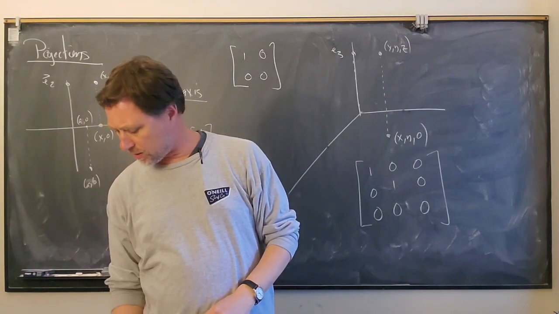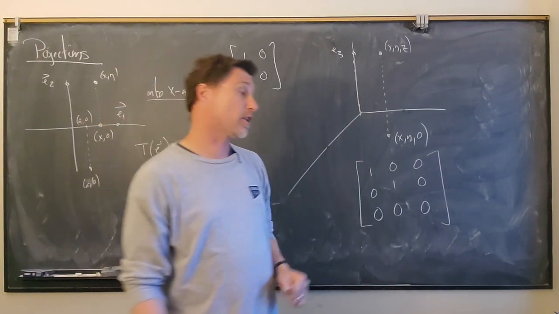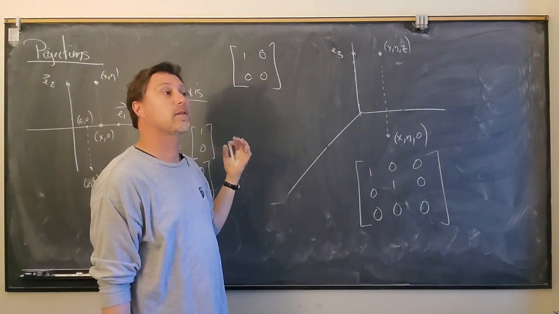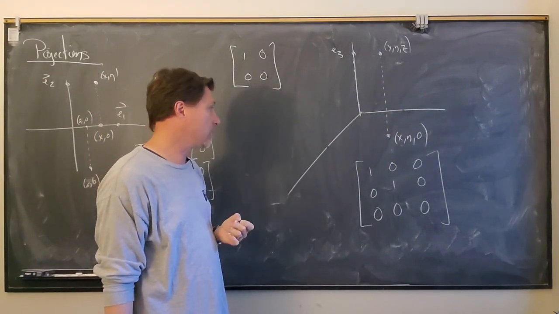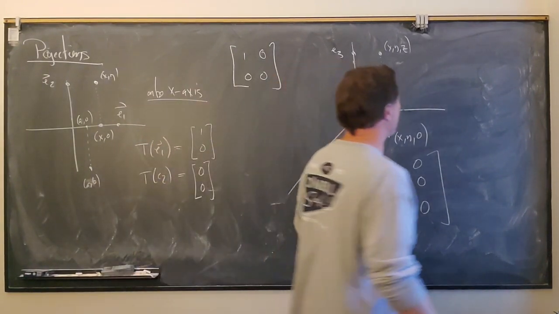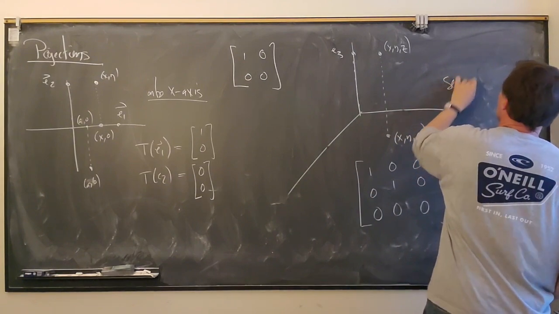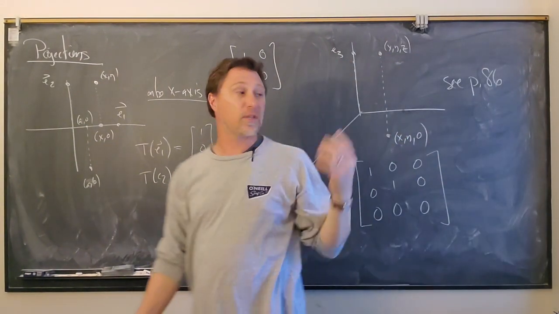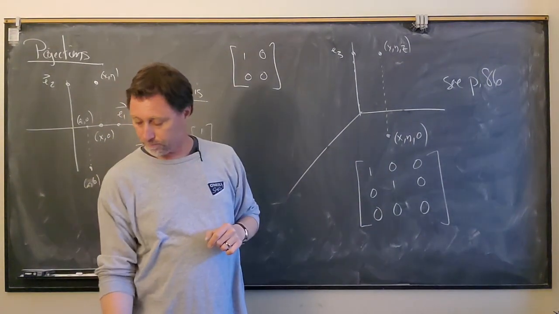If you want to see better pictures and more discussion, there's also orthogonal projection onto the xz plane and the yz plane. You should be able to figure out these, but you could also see page 86 for more pictures and discussion and computation of all of these matrices.